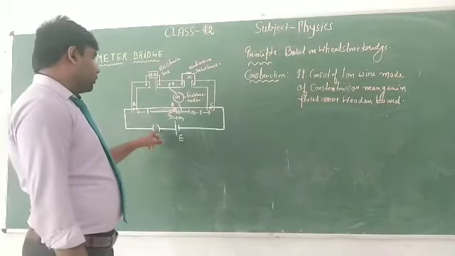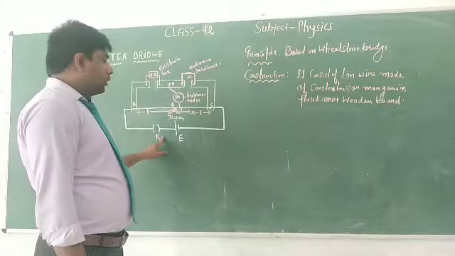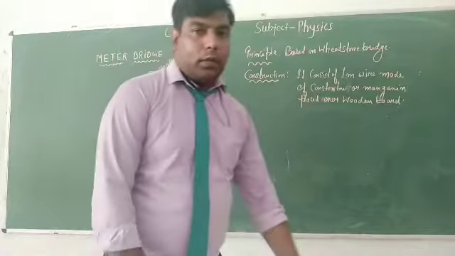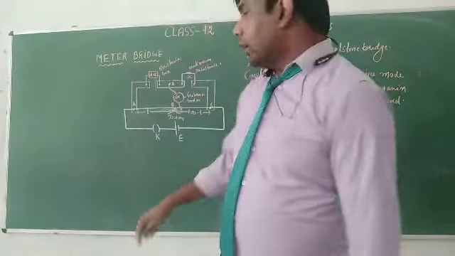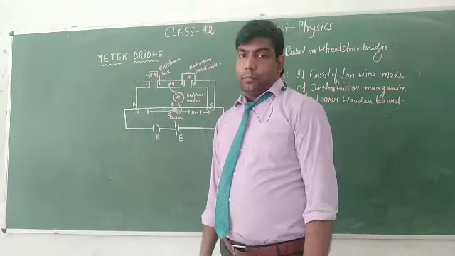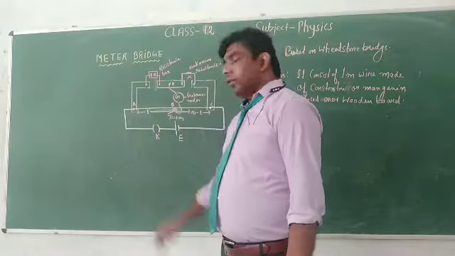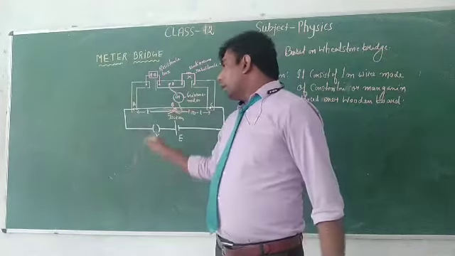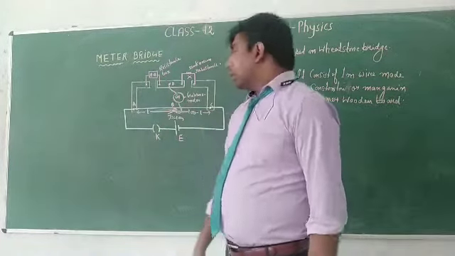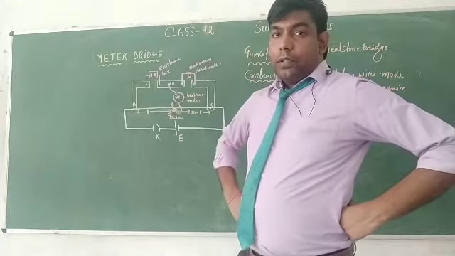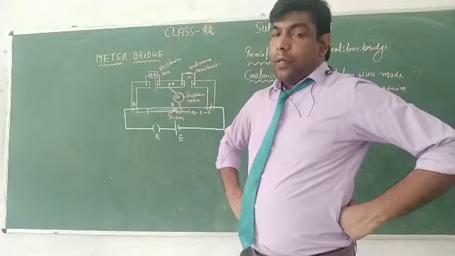Now when we close the key and slide the jockey over the wire, then at some point, let us say at point B, the galvanometer will show no deflection. That is what we have to do: close the key, then slide the jockey over the wire. At point B, there will be no deflection in the galvanometer. When there is no deflection, the meter bridge is said to be balanced.